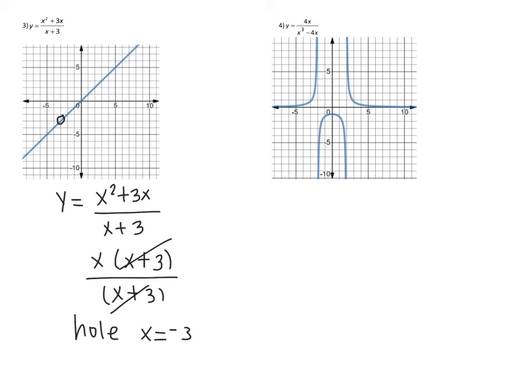And then the other thing I need to know: there is no asymptote here because I don't have any denominator left. So that's all I'll see on the graph. No asymptotes for this one. So we go to the next one.